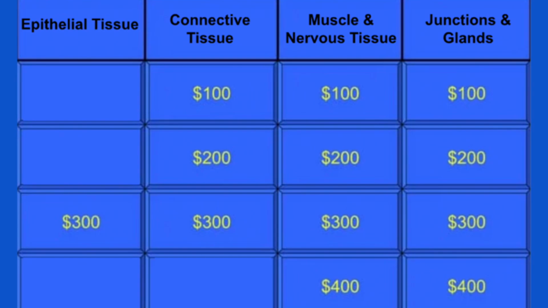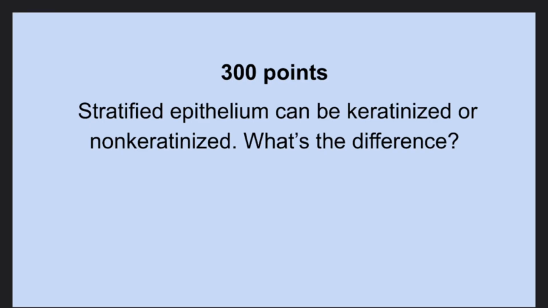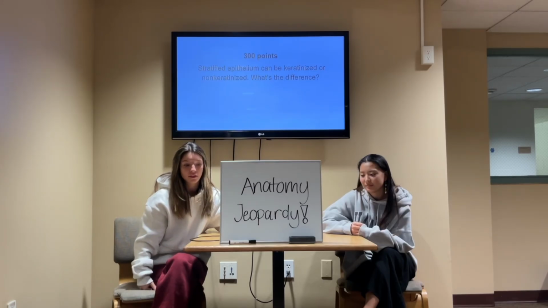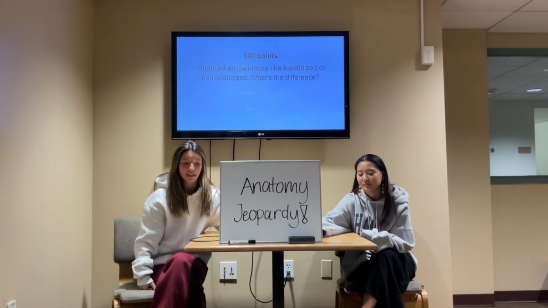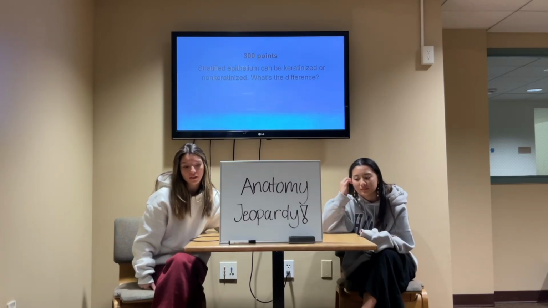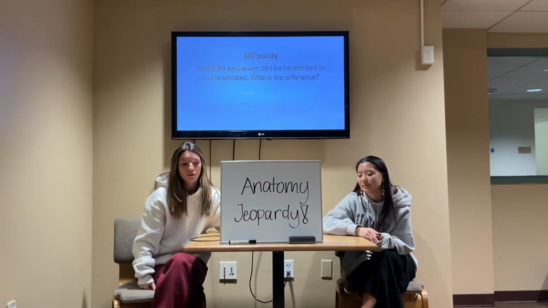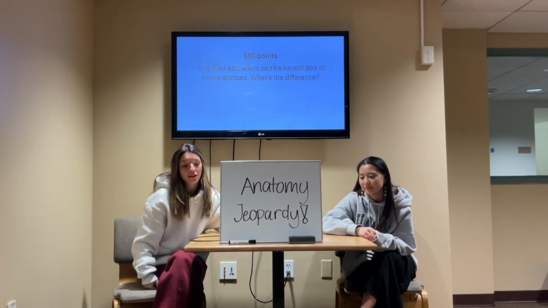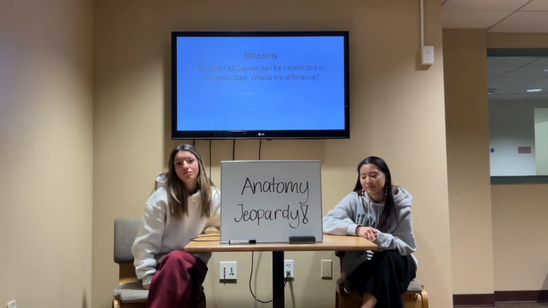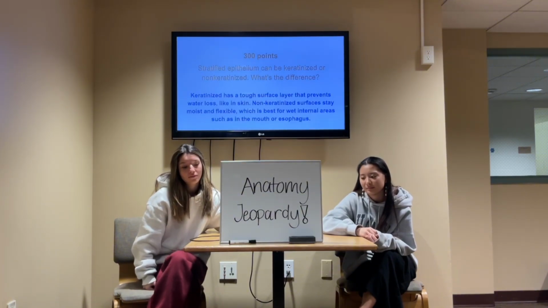For 300 points, stratified epithelium can be keratinized or non-keratinized. What's the difference? Keratinized has a tough surface layer that prevents water loss like in skin. Non-keratinized surfaces stay moist and flexible, which is best for wet internal areas such as in mouth or esophagus. Perfect. Both protect against friction and are multi-layered for durability.